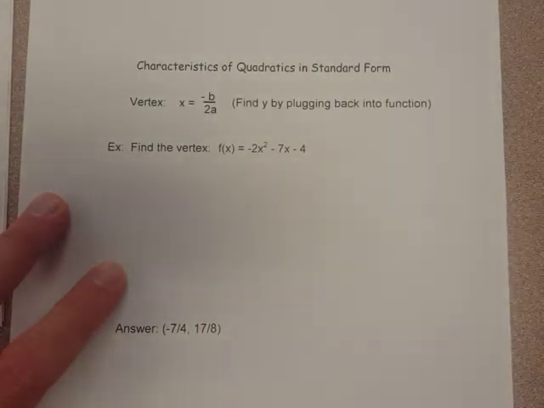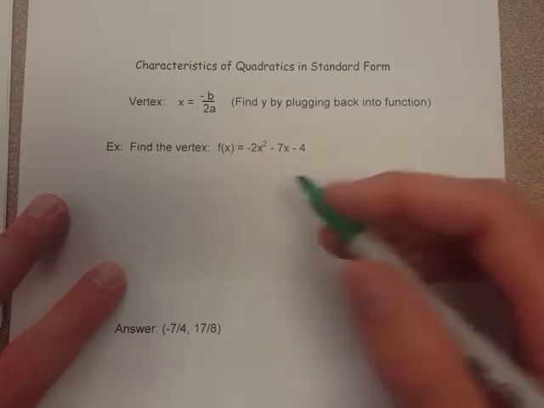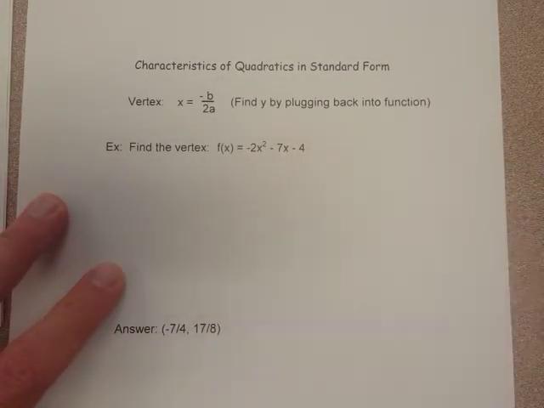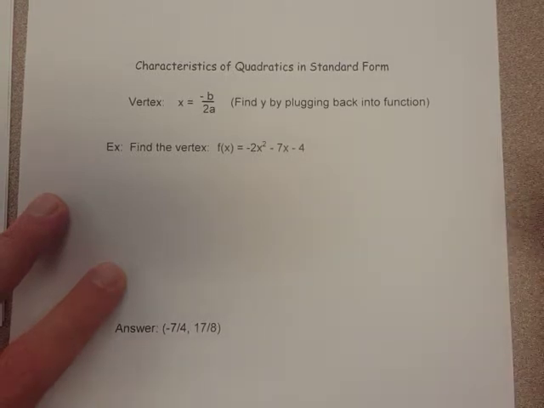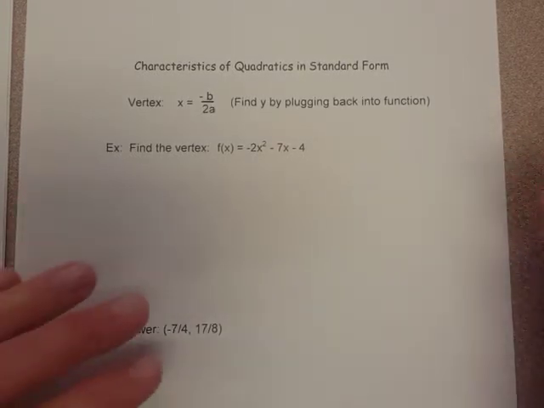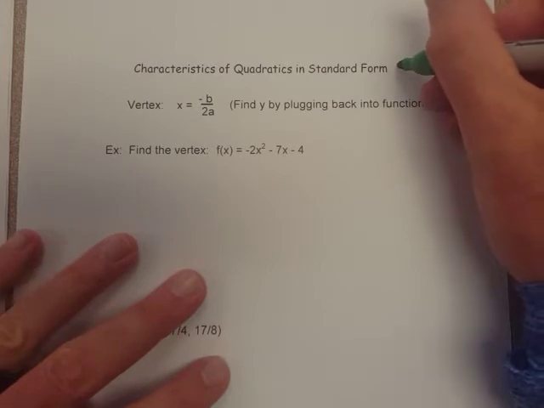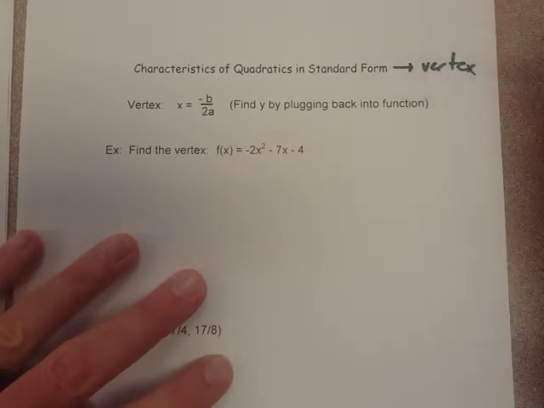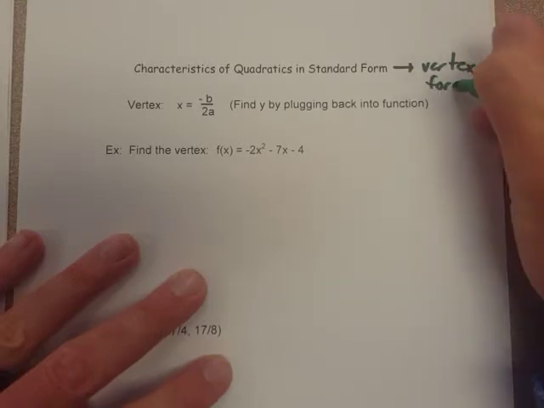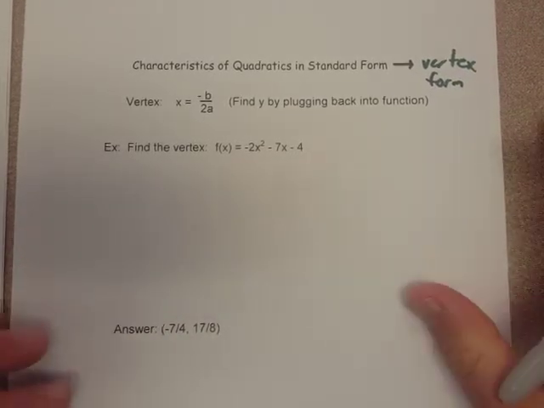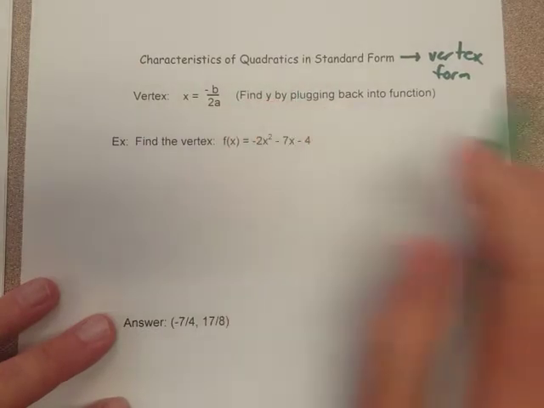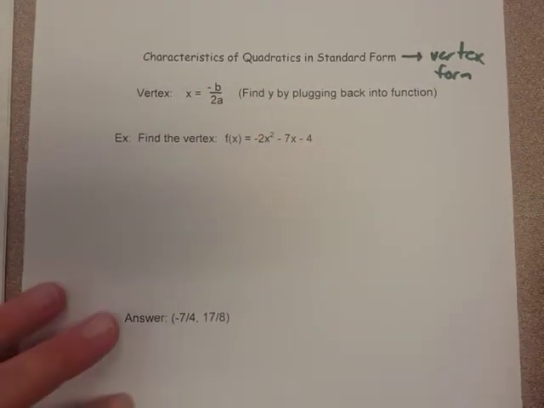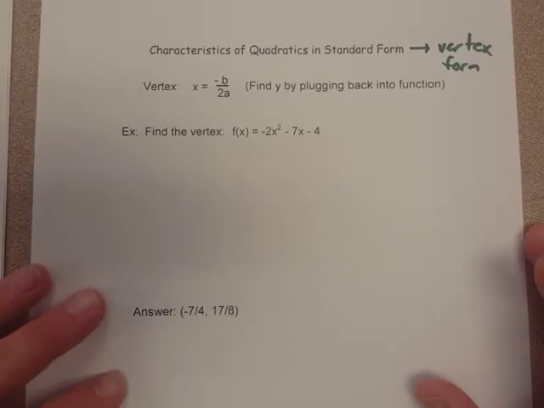Now, it's not quite as user-friendly when we're trying to graph these things and trying to find out the transformations and the vertex and the axis of symmetry and all of that. So I think it's a good idea to go from standard form to vertex form if we can. So in this process, though, we're going to look at some characteristics of the quadratics. We are going to go from standard form to vertex form by the time we're done with this.